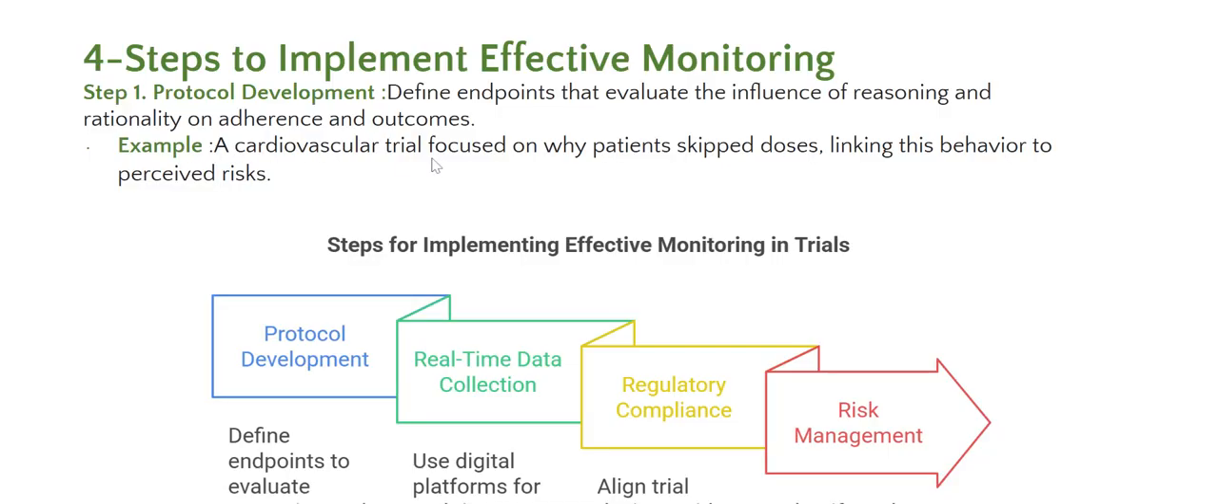Example, a cardiovascular trial focused on why patients skip doses, linking this behavior to perceived risks. Here's a diagram summarizing the steps for implementing effective monitoring in trials. Protocol development as step 1, real time data collection, regulatory compliance, then risk management.